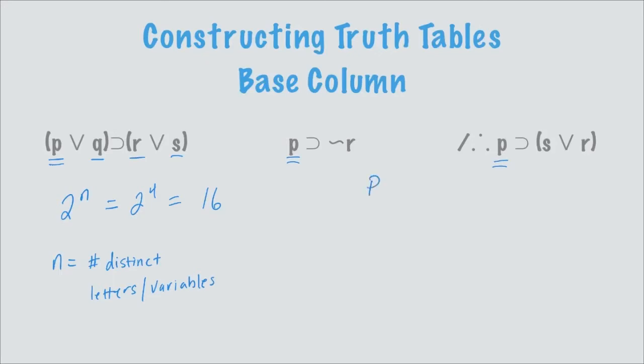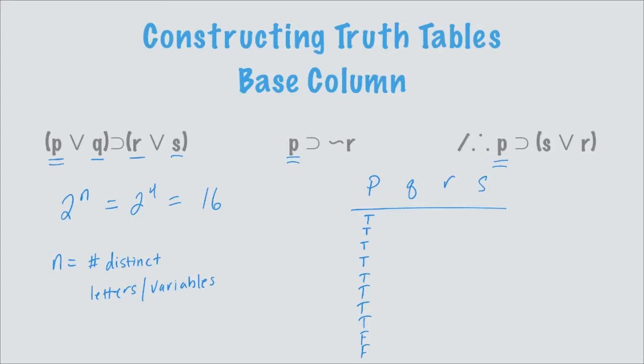So if I imagine I have P, Q, R, and S, and I want to know what I'm going to substitute in for each of those premises, what I'm going to do is have 8 trues and 8 falses all the way down. So I'm running out of room here, as you can see. And the same would be for Q. I'm going to have 8 trues and 8 falses, except that when writing out that base column, half of those are going to be having the previous column.